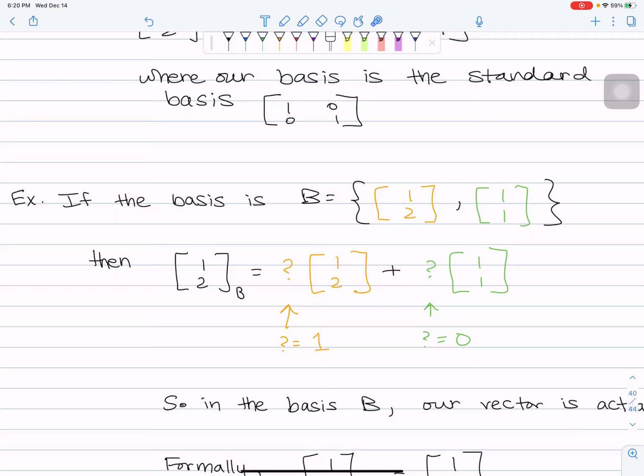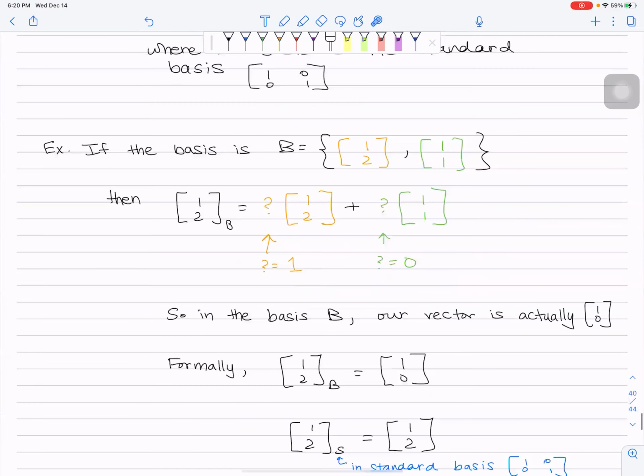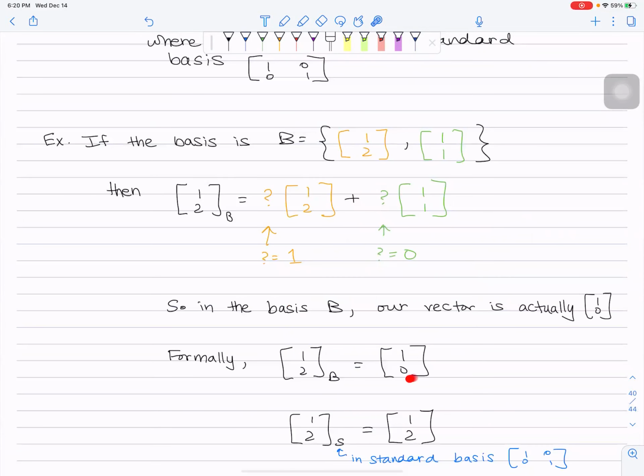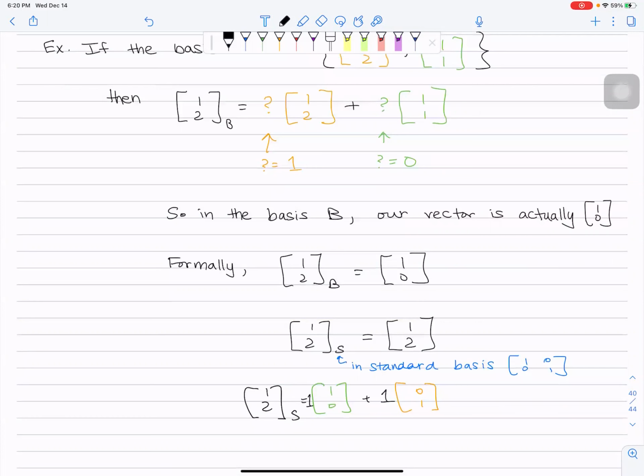So we can see a little bit that, well, if we just multiply 1 by the orange vector and 0 by the green vector, we get exactly (1, 2). So in this weird B basis, (1, 2) is actually (1, 0). We usually think of (1, 2) as just in the standard basis, using I as (1, 0) and J as (0, 1), which is why usually in the standard basis we just say it's (1, 2). But what we're really implying is that in the standard basis, it's 1 times the I vector plus 1 times the J vector.